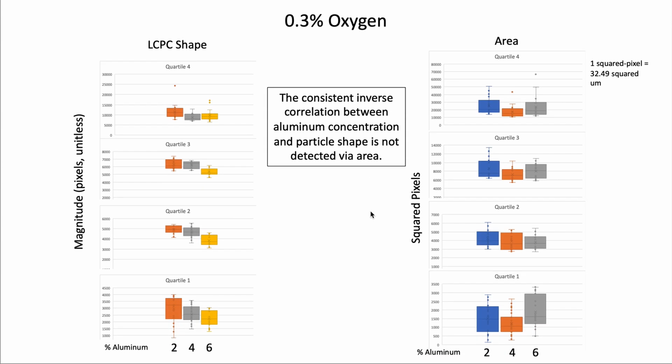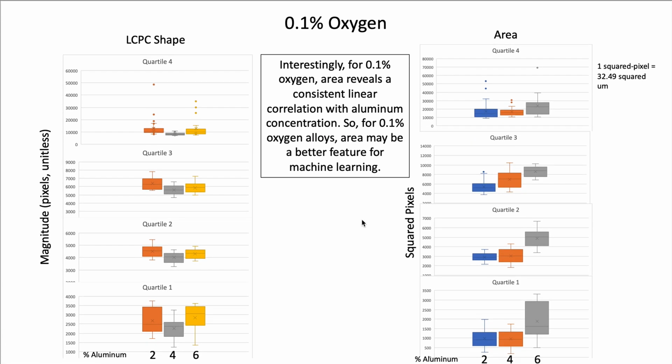When we look at the 0.3% oxygen concentration in aluminum, the inverse correlation effect we see nicely in 3 of the 4 quartiles when we measure shape via LCPC is absent in area. In fact, area shows that U-shape effect, a nonlinear effect. Interestingly, when you look at the 0.1% oxygen situation, LCPC shape measure reveals a U-shape effect, a nonlinear effect, but it's area that shows a nice increasing, positive correlation between the concentration of aluminum and the average area of the particles. So in this case, if you want to develop a machine learning model to classify titanium that has 0.1% oxygen, area is actually a good feature to include.